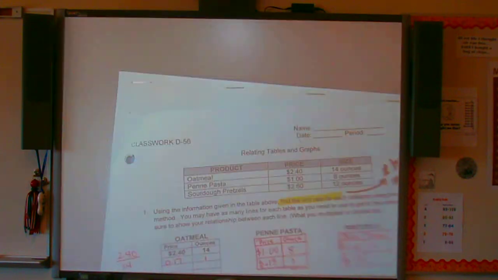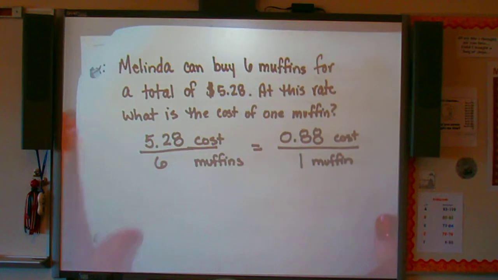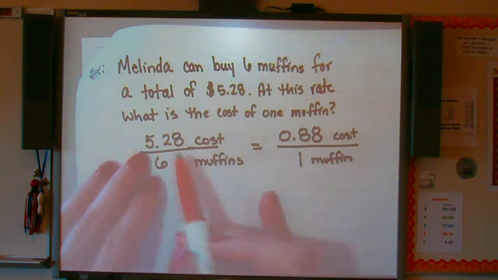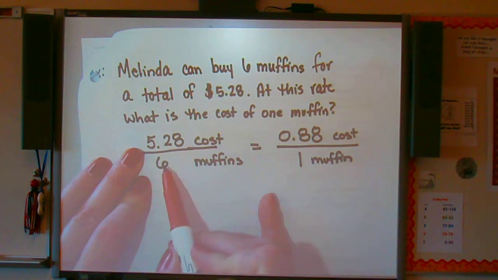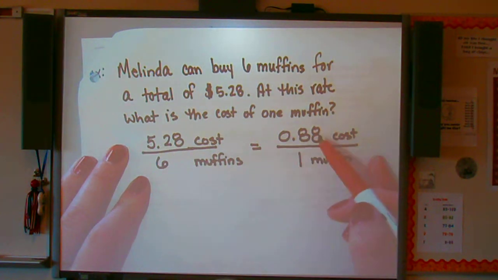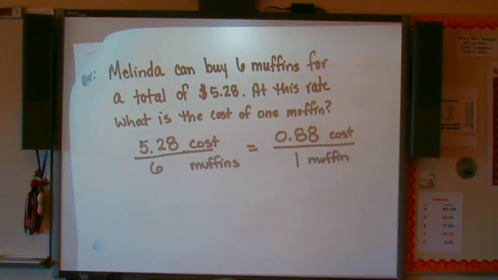And then we continue to look at our things. I don't have that sheet, sorry. Anyway, we have another example. Melinda can buy 6 muffins for a total of $5.28. At this rate, what is the cost of 1 muffin? So here's her $5.28 cost divided by 6 muffins. $5.28 divided by 6 is 0.88. So her cost for 1 muffin is 88 cents.